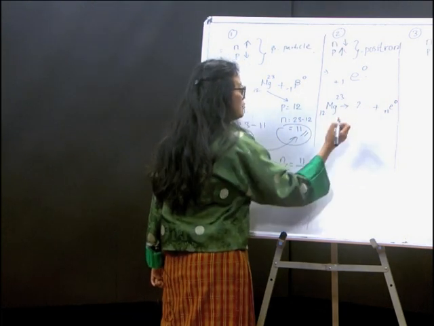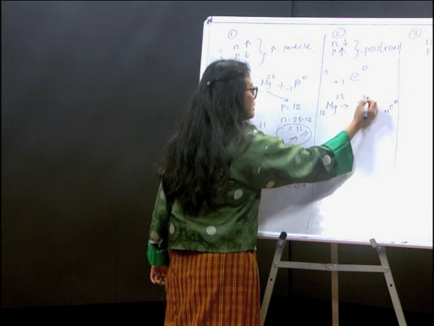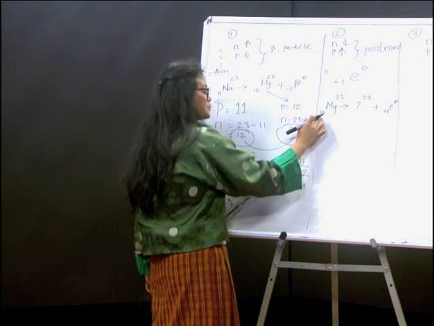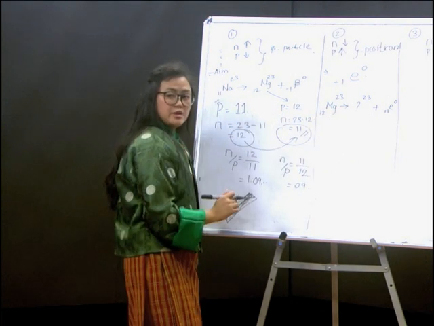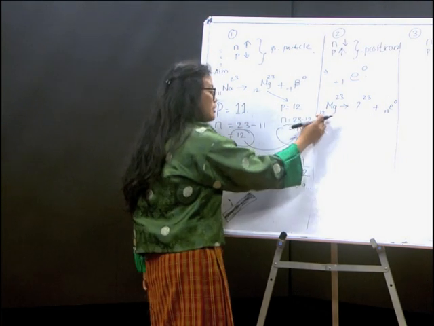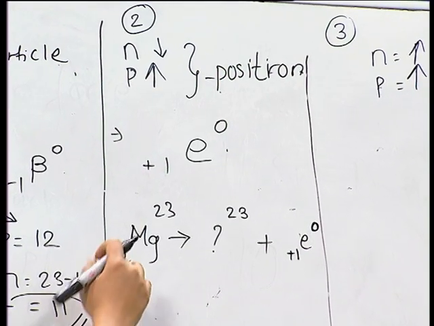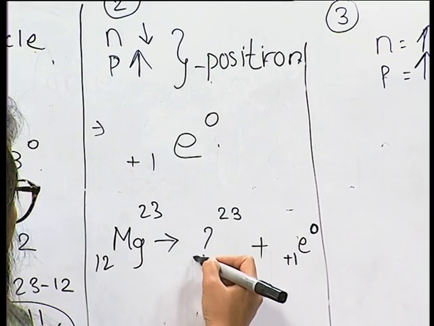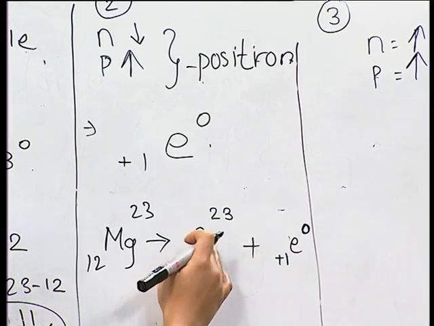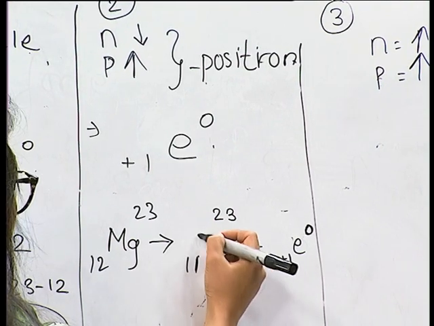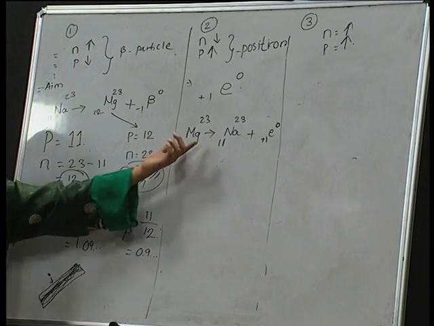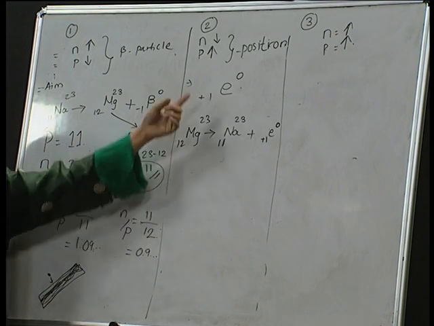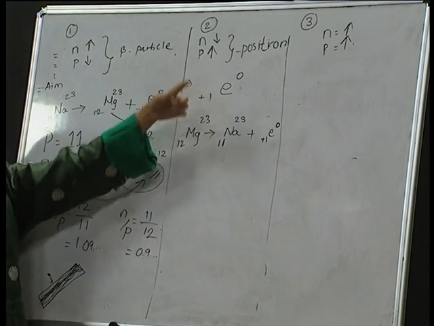So, let us see, mass number will remain same, but the atomic number will decrease by 1 unit. So, here previously it was 12, so it will decrease by 1 unit, it becomes 11. So, 11 belongs to the element called sodium. So, magnesium has undergone disintegration by releasing positron.